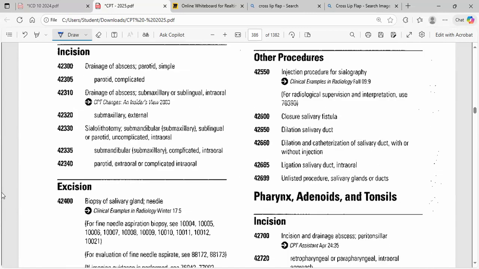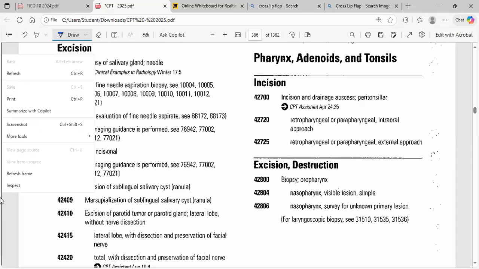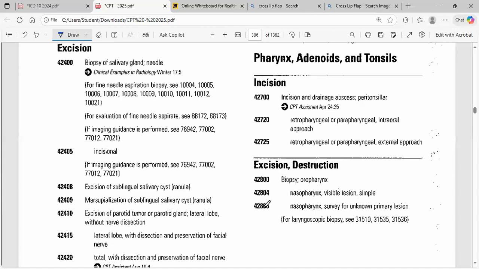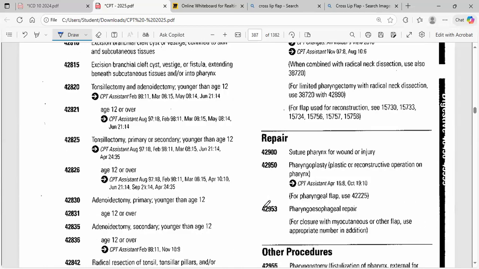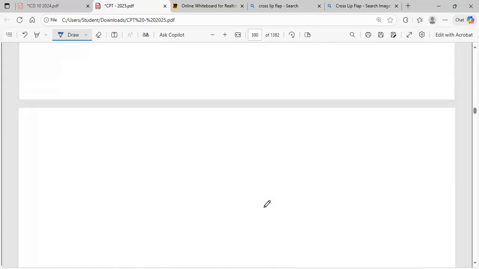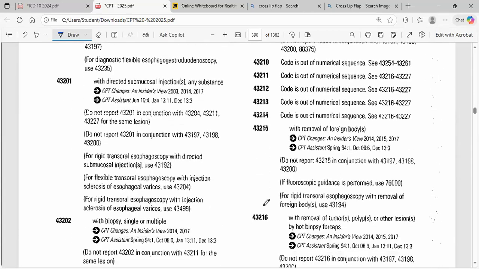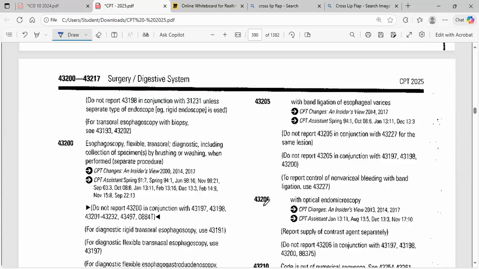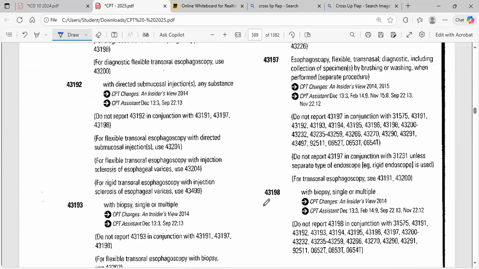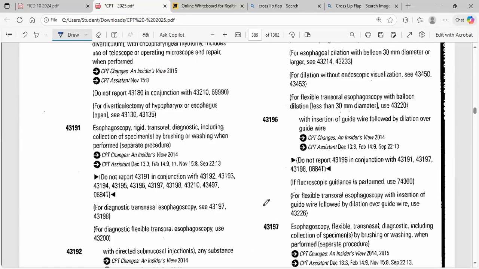Next section, I'm not going through each code because these are the same type of codes which we have just discussed. So I'm directly moving to the endoscopy section, 43180, because up to 42299 we have codes for the mouth procedures only. So I'm going to the endoscopy now. That is 43180.